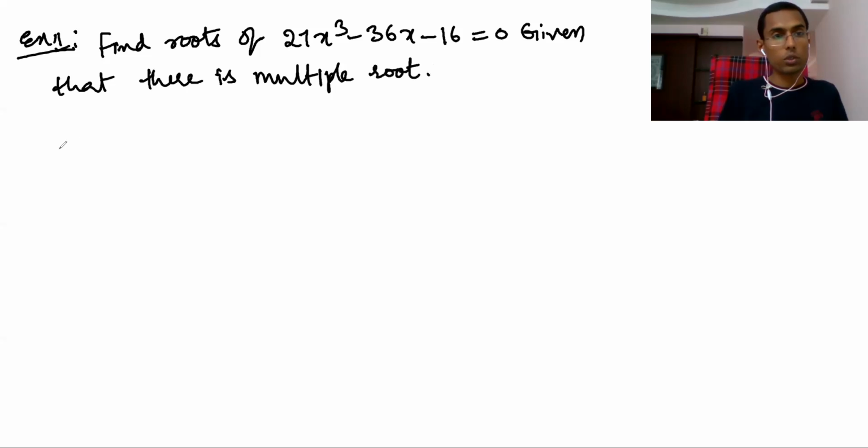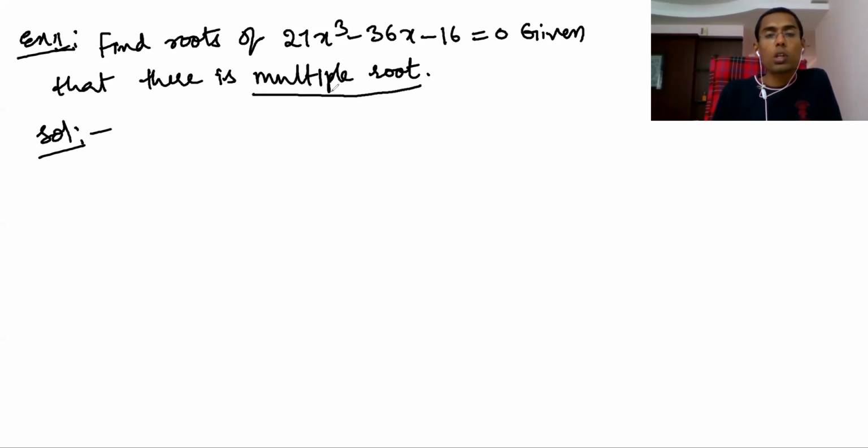See how it works is, I only know there is a multiple root. This equation has a multiple root. That means one root may repeat twice or one root may repeat thrice. That means all three roots may be equal, or two equal roots and one different, because you only said there is a multiple root. That means a repeated root is there. But I don't know which, but I know a multiple root is there.